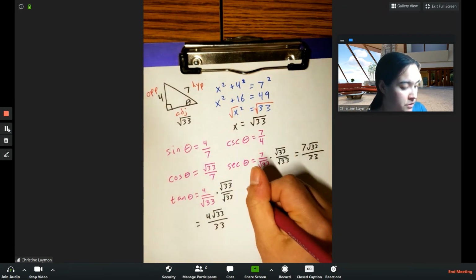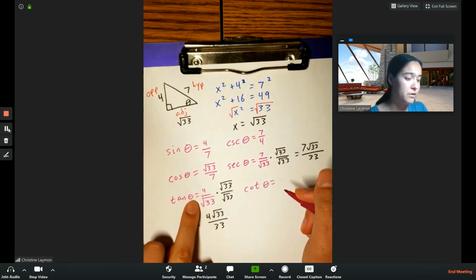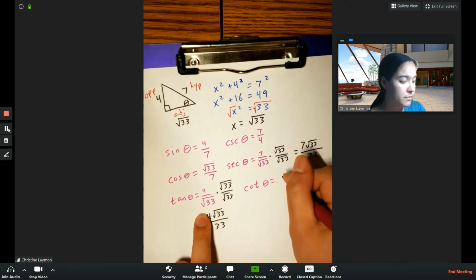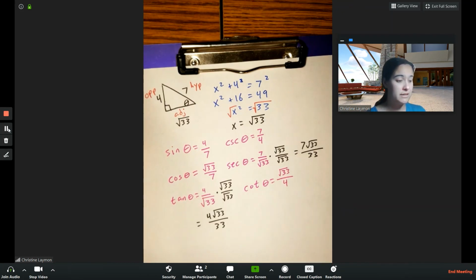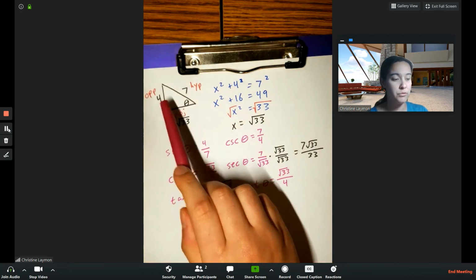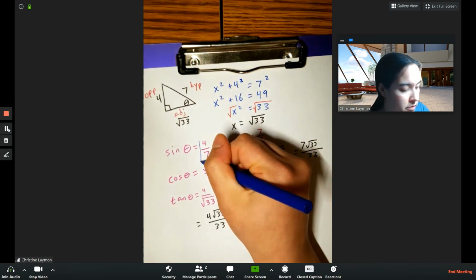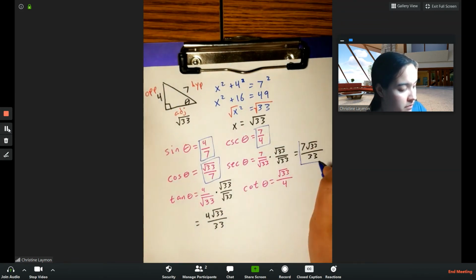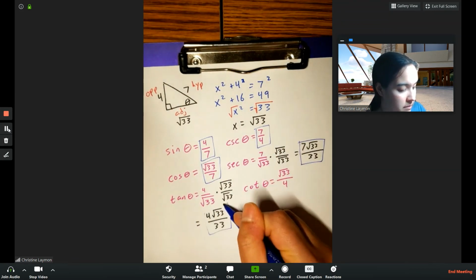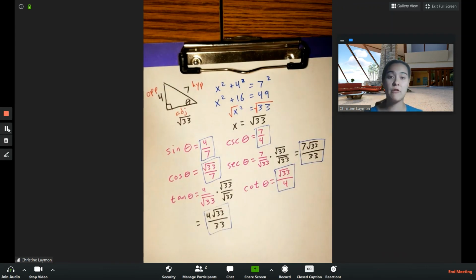Come over here. Let's do cotangent of theta. Actually, use this one up here. Take this first one and flip it upside down. Root 33 over 4. So remember, tangent is opposite over adjacent. Cotangent is adjacent over opposite. Root 33 over 4. So this one got a little bit messy. Let me go ahead and block off each answer. Sine, cosecant, cosine, secant, tangent, cotangent. So those are our 6 trig functions.